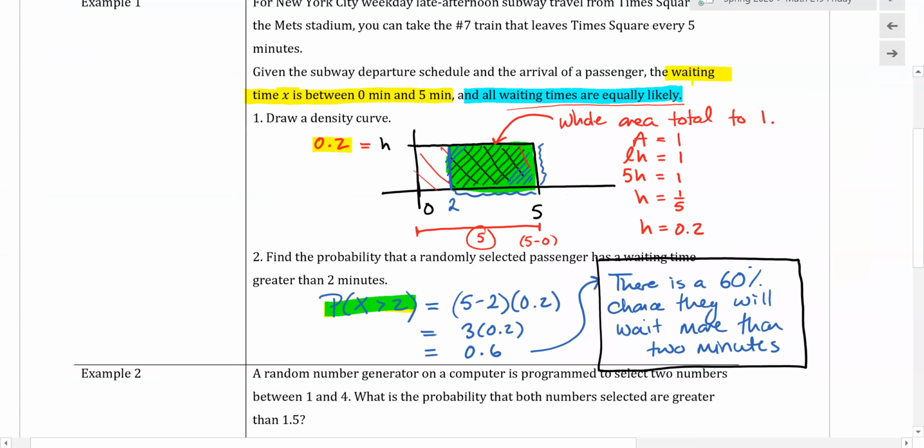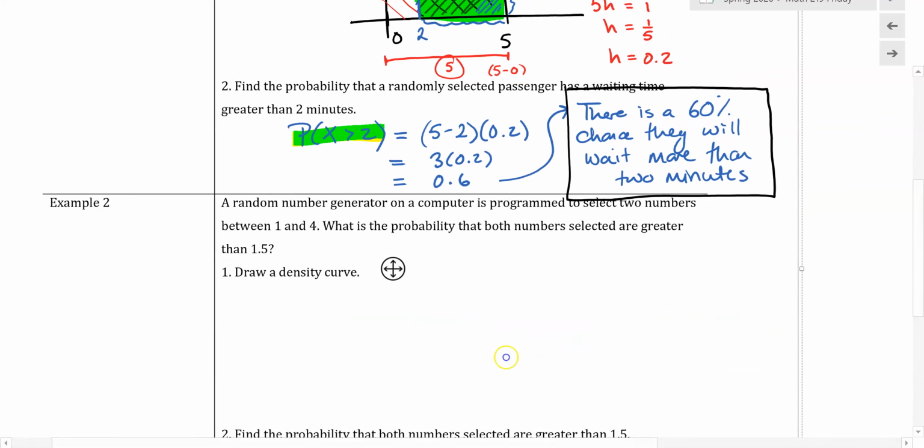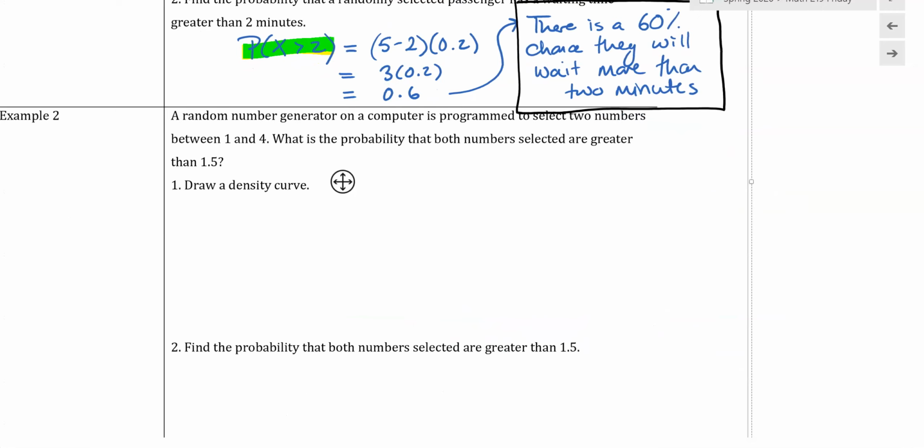Let's try this last one. Okay, so this says that a random number generator on a computer is programmed to select 2 numbers between 1 and 4. What is the probability that both numbers selected are greater than 1.5? Let's imagine what's going on. They say draw a density curve. So let's think about this for a second.